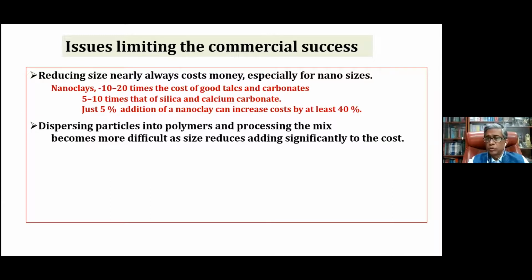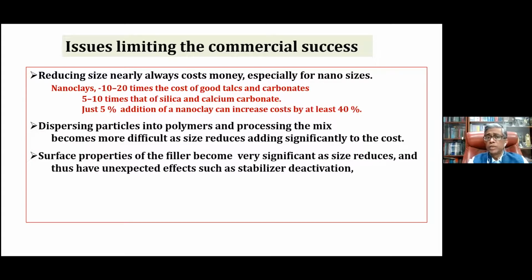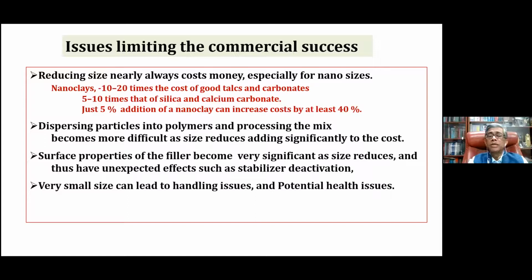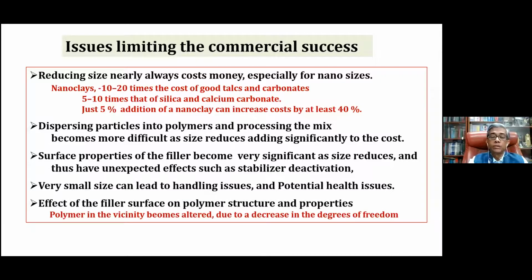Dispersing particles into polymers and processing, as I explained to you, is very difficult. That may add significantly to the cost. Surface properties become very significant. So as size reduces, unexpected effects may happen. At high temperature, there can be deactivation of stabilizer. Very small size also leads to a problem. So some of them are potential problems, can be health issues, but generally once we make a master batch, we do not have to think about it. But when you have to do another level, we have to also see.